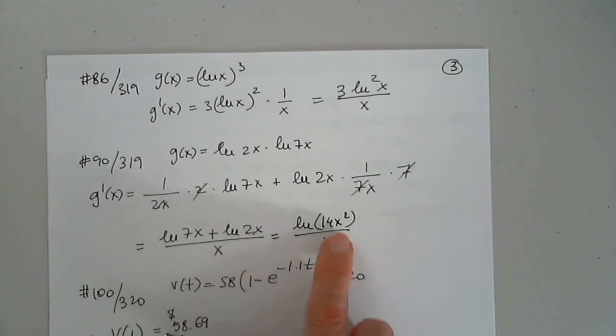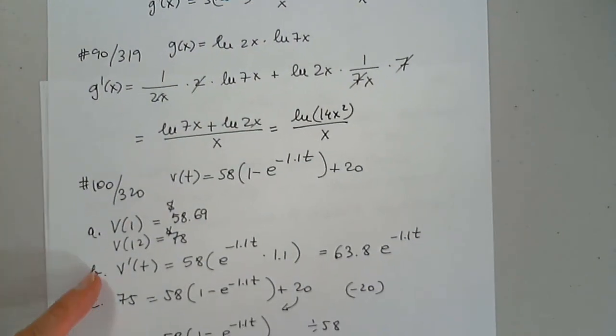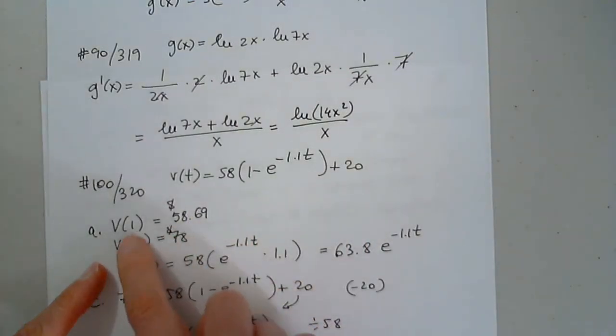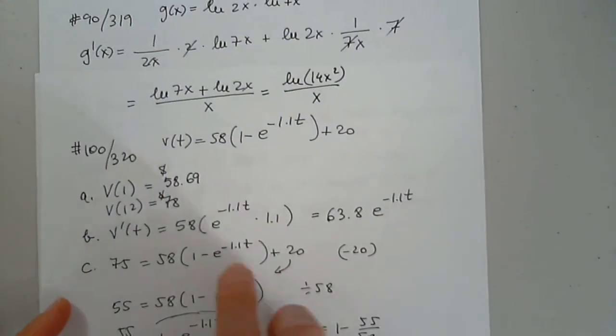7x times 2x is 14x squared. Perfect. Last problem here. We were asked to evaluate the given function when v is 1 and v is 12. I just plugged in the graphing calculator. Then we're asked to differentiate.